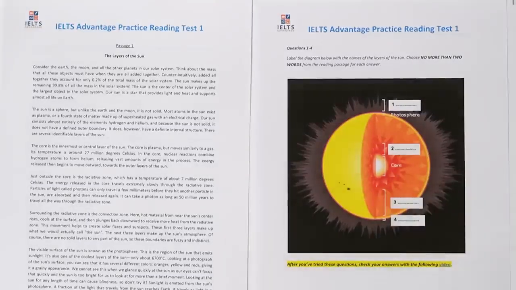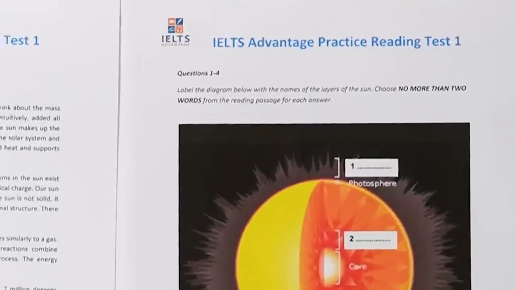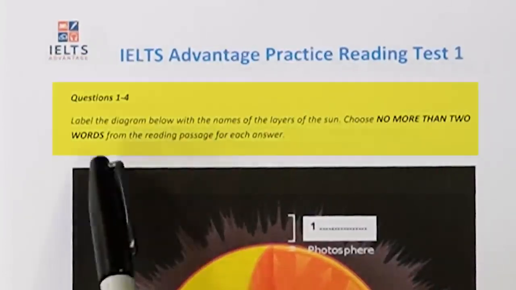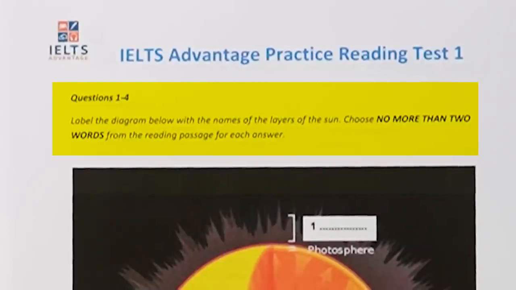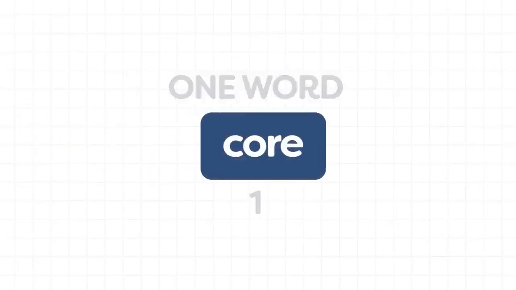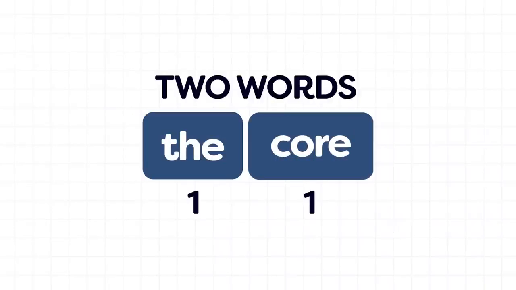Okay, so the first thing I'm going to do is read the instructions very carefully, because with these often people don't read the instructions and they add too many words or too many numbers. So label the diagram below with the names of the layers of the sun. Choose no more than 2 words from the reading passage for each answer. So no more than 2 words. I can write 1 word or I can write 2 words, but no more. I can't write 3, 4, or 5.